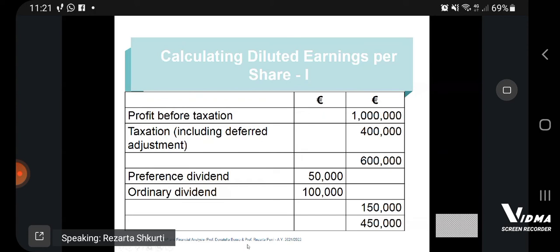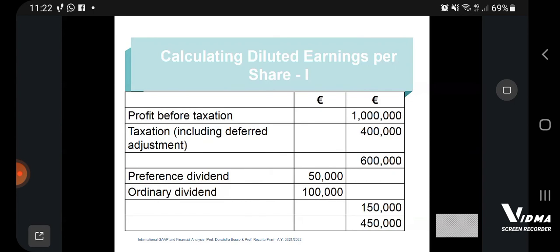The first example related to the calculation of diluted earnings per share has this information. We start with the profit before taxation, 1 million. We take out the taxation, including the deferred adjustment, that is 400,000. The profit after taxes is 600,000. Of course, we apply the preference dividend and ordinary dividend, and then we have the net earnings for the period, 450,000. Remember, this is the same illustration that we took at the beginning of this lecture today, this morning.